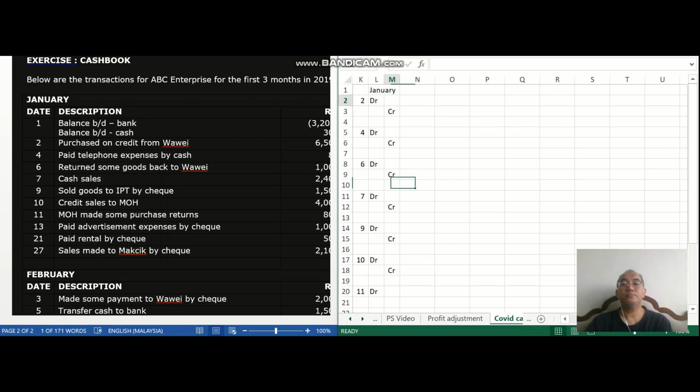Number one, of course, we have balances, debit. We don't have debit credit over here because this is a brought down figure on the 1st of January. We go straight to the question, January 2nd, that is purchase on credit from Huawei. When you purchase on credit from Huawei, we don't pay anything to Huawei. We just take the goods and we got Huawei as our accounts payable. So debit purchases and credit AP Huawei.